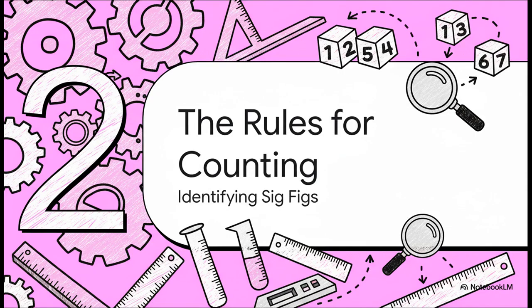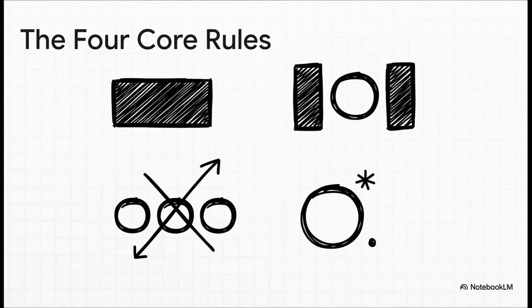Okay, so if we're going to speak this language, we've got to learn the grammar, right? So let's break down the toolkit, the simple rules we need to figure out exactly which digits matter in any given number. The good news is, there are really only 4 core rules to get the hang of. The first 3 are pretty easy, but that fourth one, the one that deals with zeros at the very end of a number, that one's got a little twist. Let's break them down one by one.